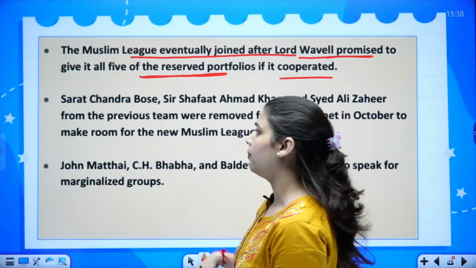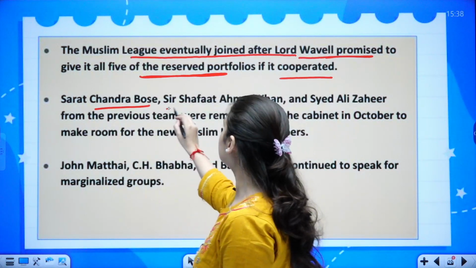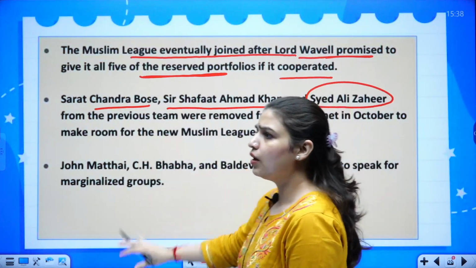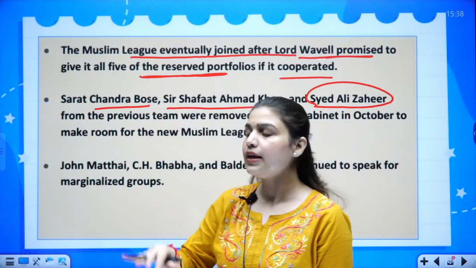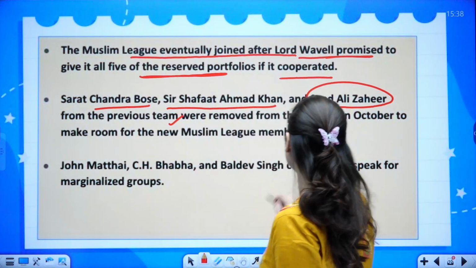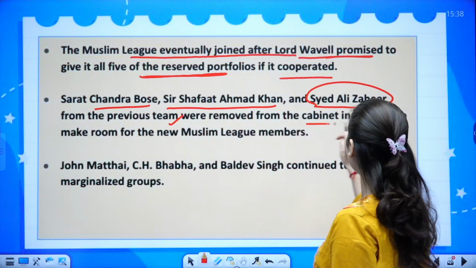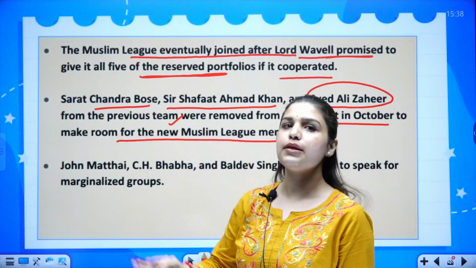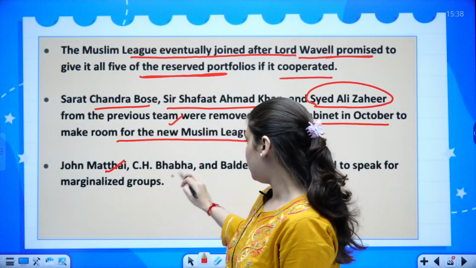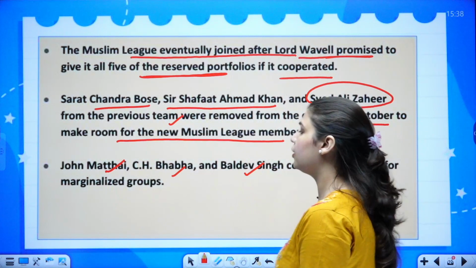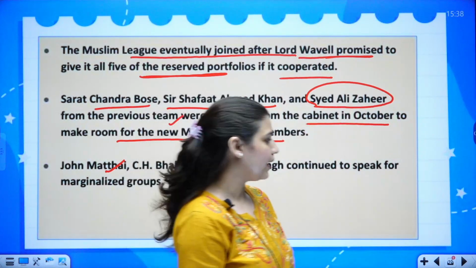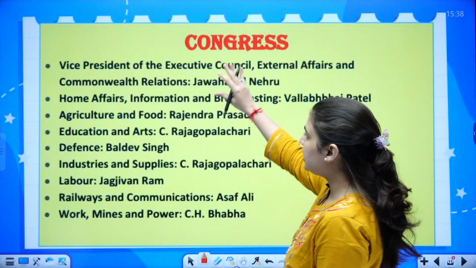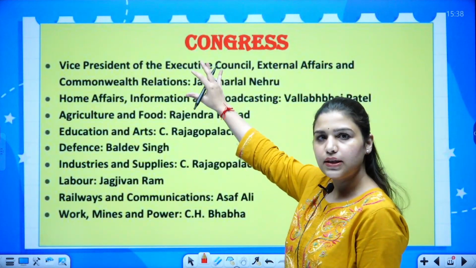So Sarat Chandra Bose, Sir Shafat Ahmad Khan and Sayyid Ali Zahir, who were allotted some ministries before that, were dropped from the previous team in October, to make room for the new Muslim League members. Now John Matthai, Homi Bhabha and Baldev Singh continued to hold their positions for the minorities. Now these were the ministers who represented the Congress.